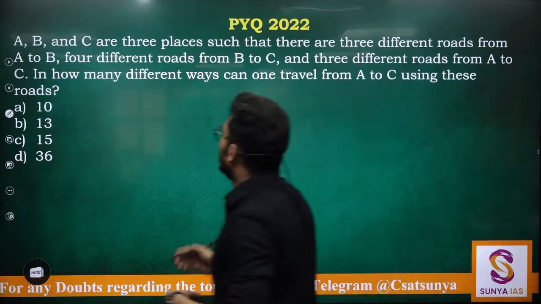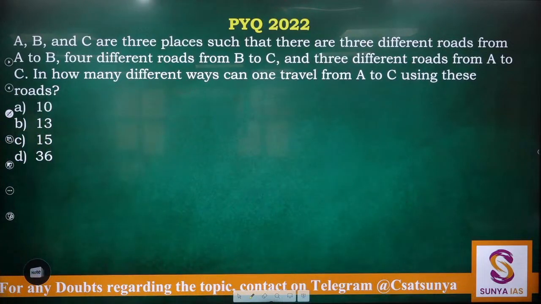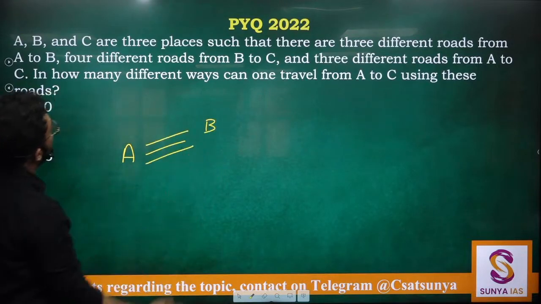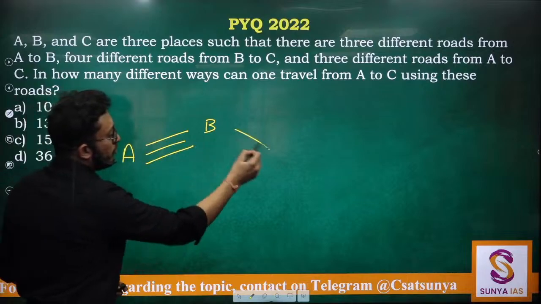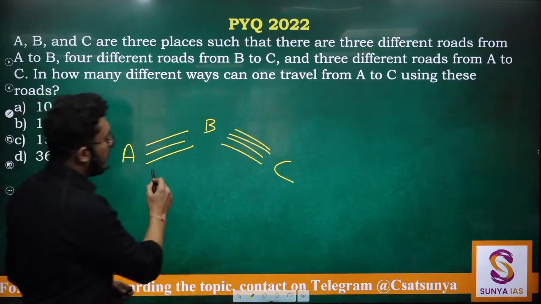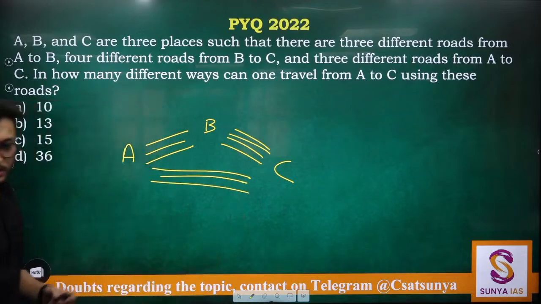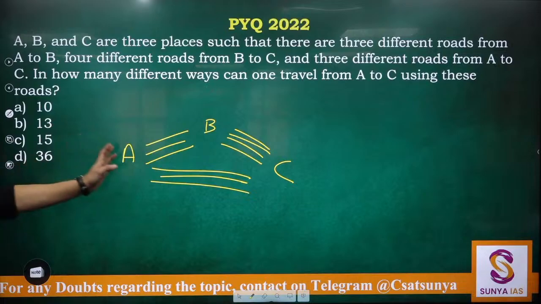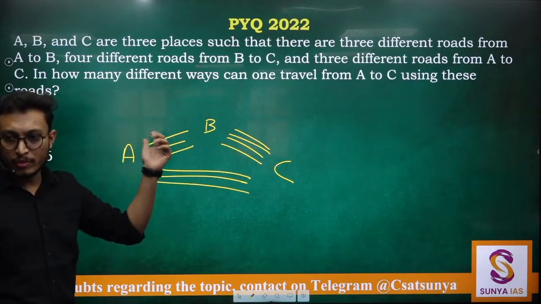So A, B and C are 3 places such that there are 3 different roads from A to B, and 4 different roads from B to C, and 3 different roads from A to C. So this is the case given. In how many different ways can one travel from A to C? Isn't it similar to the previous one?